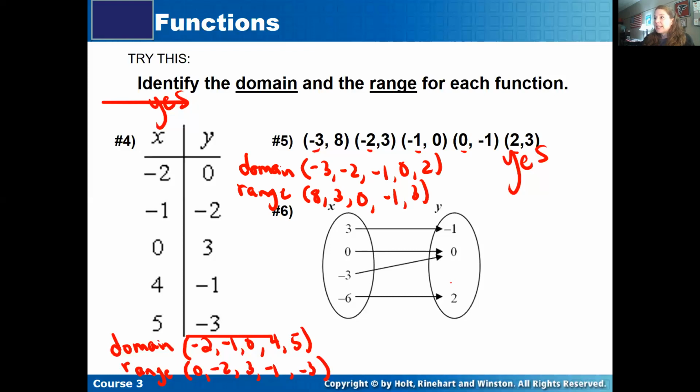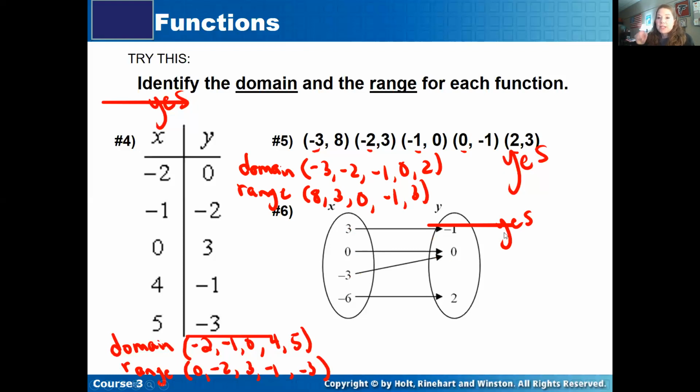The first question is, is this a function? So yes, so 3 goes with -1, 0 goes with 0, -3 goes with 0, which is fine, but none of the x values repeat. So this is a function. We could list the domain. If we did that, we would get 3, 0, -3, -6. And the y values, the output values are -1, 0, and 2.